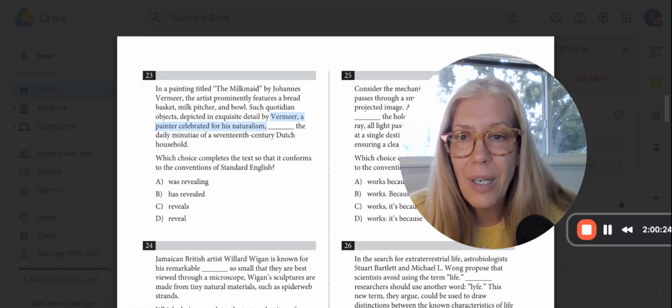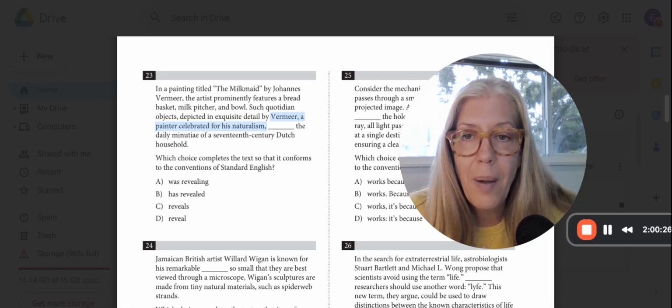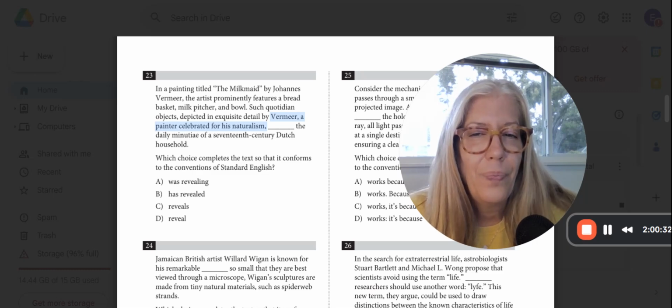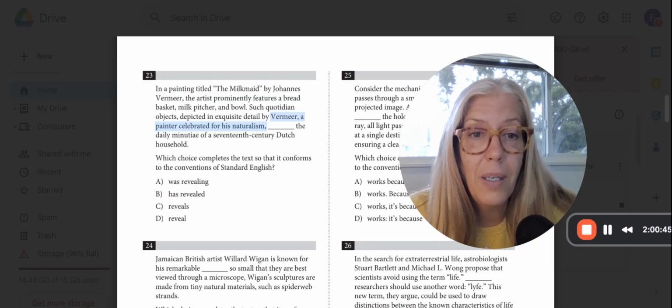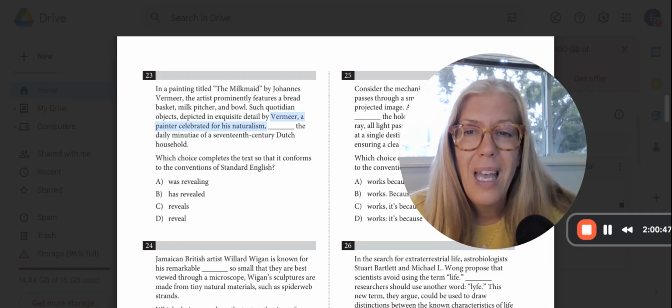This sentence isn't about Vermeer. A painter celebrated for his naturalism. So we don't want to keep that. We should get rid of that. That's an appositive yapping about Vermeer, and it's getting in between our ability to pick the subject and the verb. The other one is they're talking about objects, and then they do a comma, depicted in exquisite detail by Vermeer.